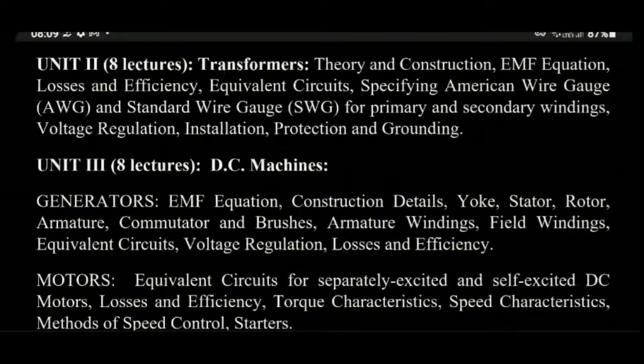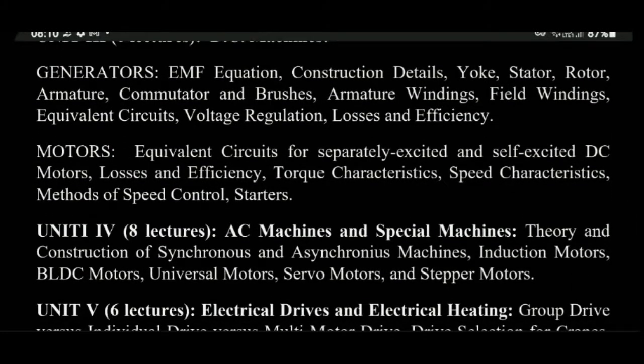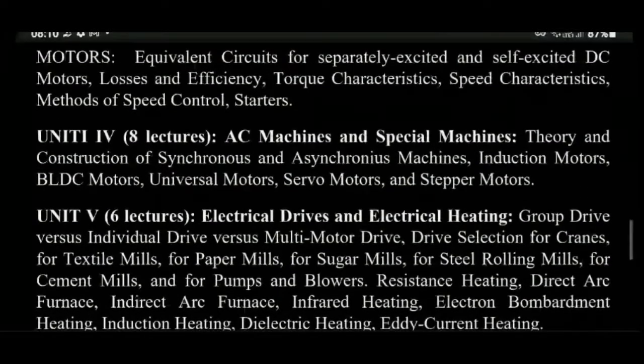After the midterm exam, we will start talking about DC machines. Machines is a general word which means generators and motors. So DC machines essentially means DC generators and DC motors. That's about 8 lectures. Then we will talk about AC machines and machines which are special. That means they are both AC and DC. There are many machines nowadays which actually work on both AC and DC. So that also will be part of unit 4.